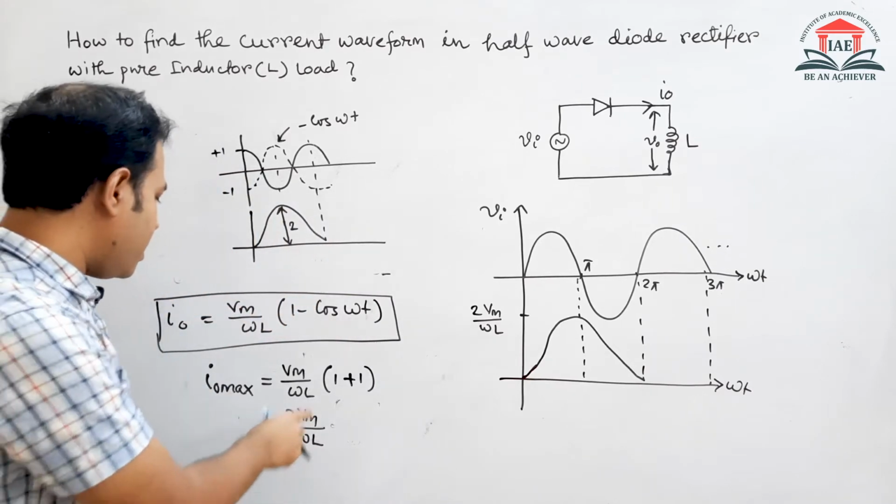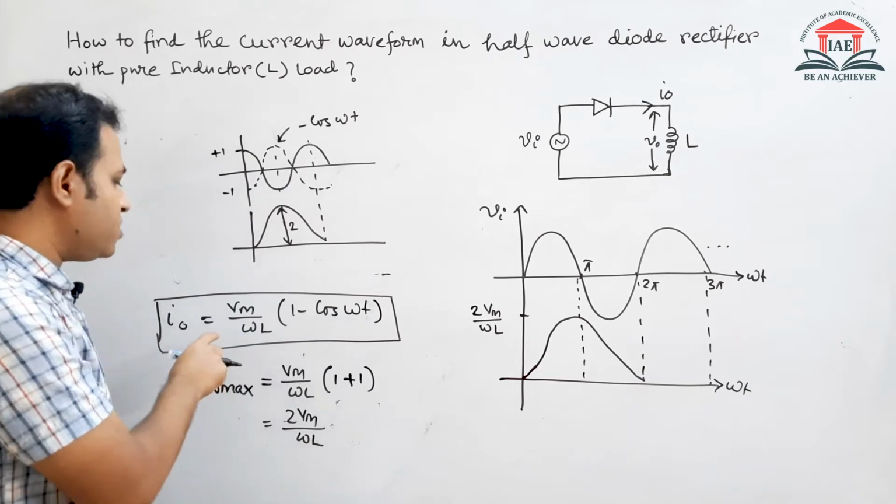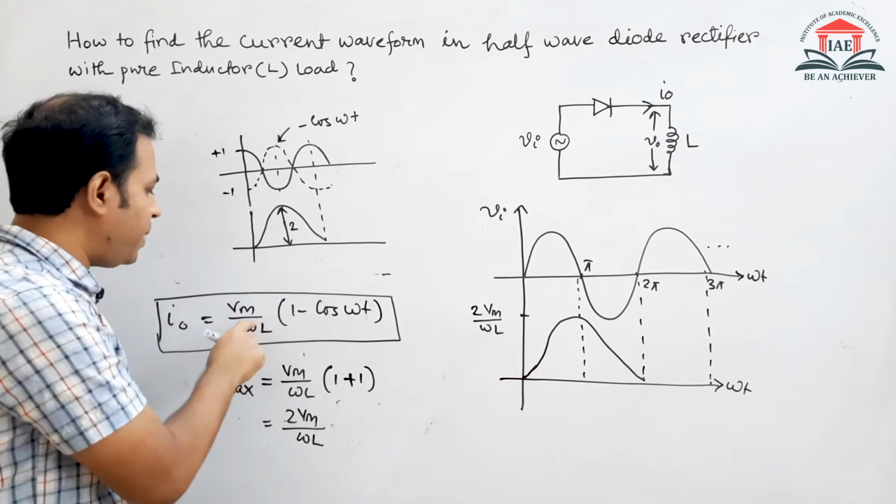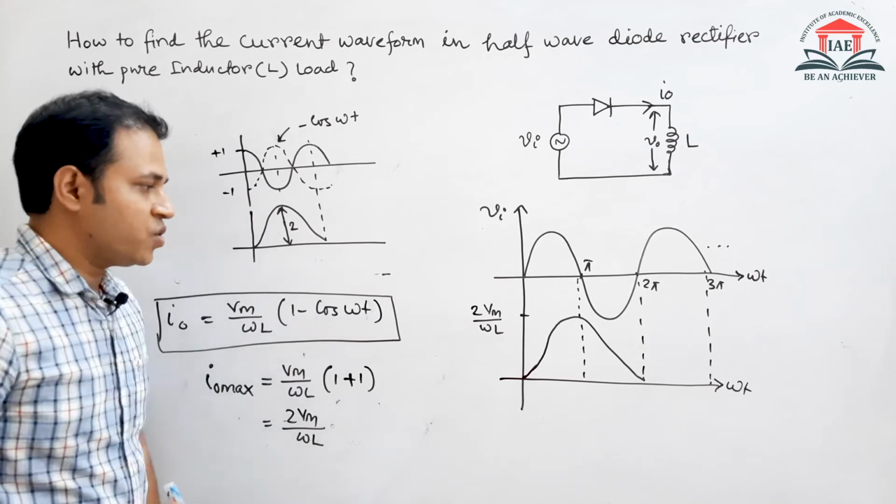Okay, so this is the concept you must remember, and this equation is very, very important. Vm by omega L, 1 minus cos omega t.